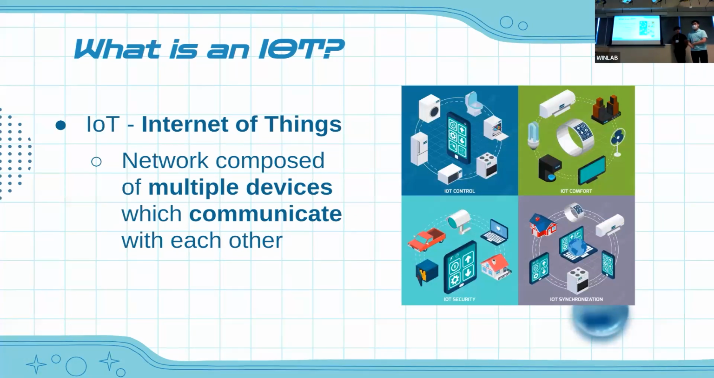So first of all, what is an IoT? IoT stands for Internet of Things. So it's just a collection of devices, a network of multiple devices that communicate with each other, like your thermostat and like your security system in your home. They all work together and talk to each other to do certain tasks.